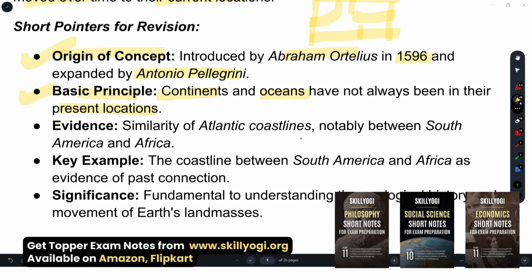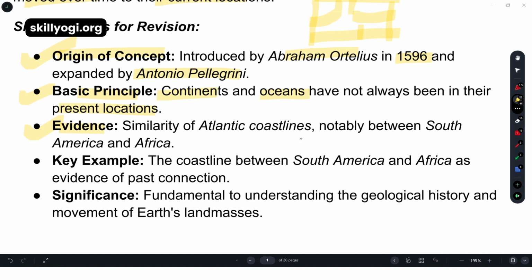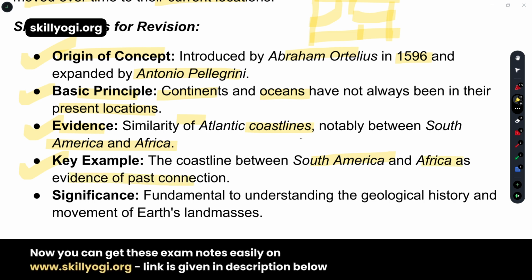Come to the evidence. What is the proof for this theory? Similarity of Atlantic coastlines. It is notable between South America and Africa. There is a similarity between the Atlantic Ocean and the American and African continents. And the key example is the coastline between South America and Africa as evidence of past connection. That means in the past these two continents, South America and Africa, were connected.